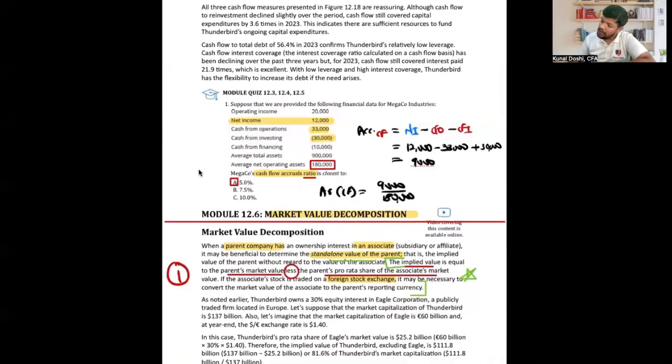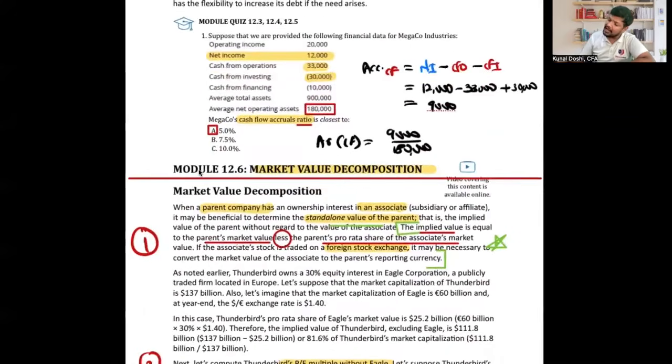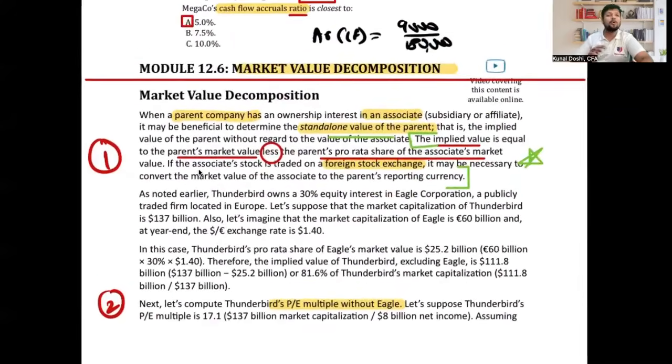But what is market value decomposition? Market value decomposition is when you separate the standalone value of the acquiring company, basically the parent company, from its associate. Because when you prepare a report, the associate's or subsidiary's value is also part of it. So what is the standalone value of the parent company that we want to identify?